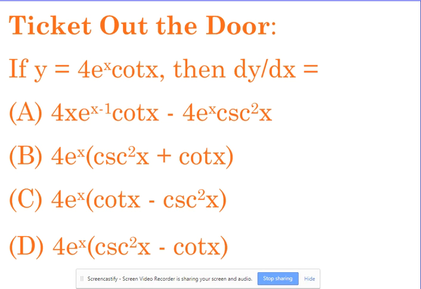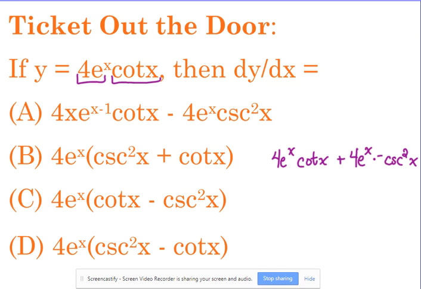Okay, this is a good example of a product rule mixing with our exponentials and our trig rules. So product rule first. The derivative of the first, it's an exponential, so it is itself times the second, plus the first times the derivative of the second. Derivative of cotangent, it's negative cosecant squared of x.